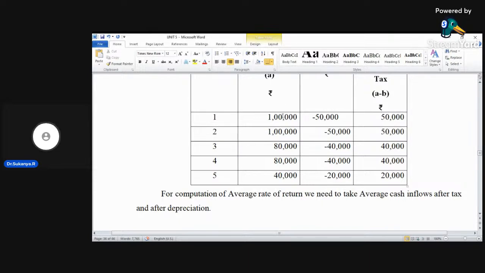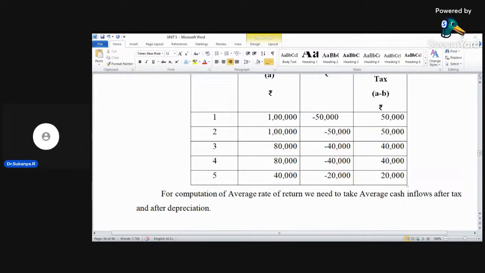That is 1 lakh minus 50,000 will give you 50,000. 1 lakh minus 50,000 will give you 50,000 again. 80,000 minus 40,000 will give you 40,000. Again, 80,000 minus 40,000 will give you 40,000. And lastly, 40,000 minus 20,000 will give you 20,000. So, dear students, I hope you're understanding.